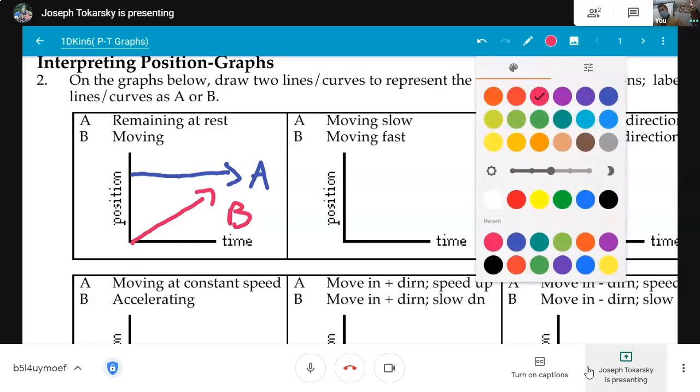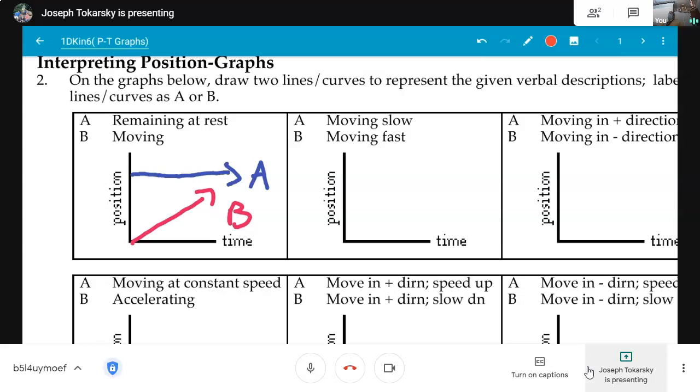All right, next. Two at once. We couldn't do this with the simulation because there was only one guy, right? Let's say we have two people. And let's say they're both moving constant, so they're going to be linear, okay? But one person, person A, is moving slower than person B.